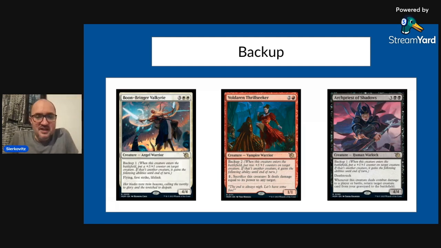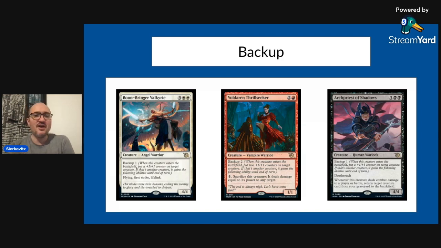And backup 1 means that when this creature enters the battlefield, put a +1/+1 counter on target creature. If that's another creature, another meaning not the Boonbringer Valkyrie, that creature gains the following abilities until end of turn. And then there are the abilities of the Boonbringer Valkyrie, which is Flying, First Strike, and Lifelink. So basically 5 mana 4/4 with Flying, First Strike, Lifelink. As it ETBs, you can give Flying, First Strike, and Lifelink to any of your creatures that are on board already, and it also gets a +1/+1 counter.